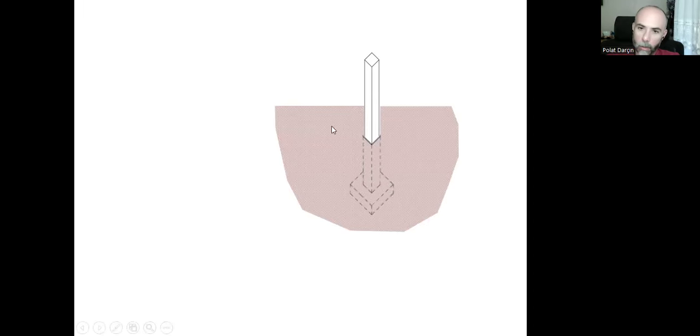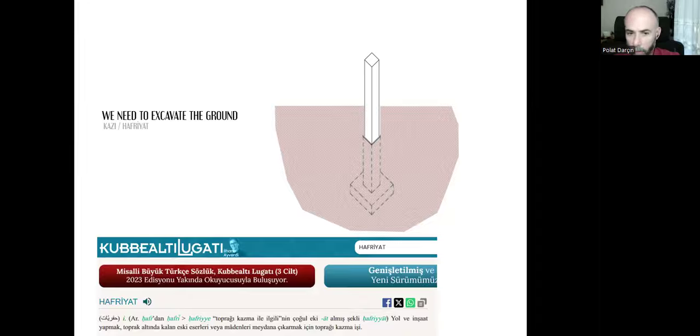That's the soil. This is the superstructure, the column in the ground floor. On the ground floor, we know that there is a foundation column, and we need to create a footing. But first, we need to excavate the ground. Excavation means kazı or hafriyat in Turkish. Let's take a look at the Turkish dictionary, hafriyat. It's an Arabic word.